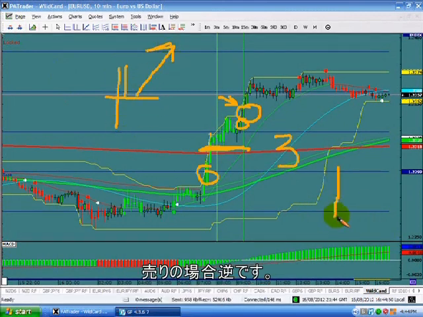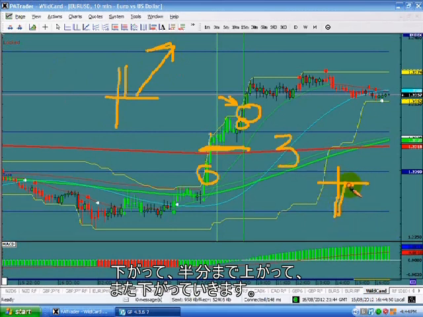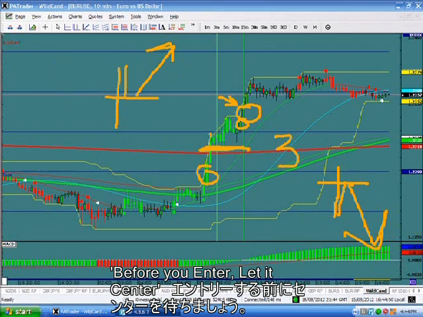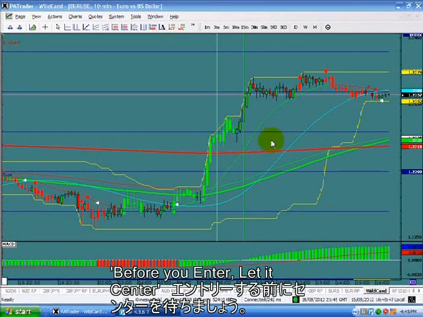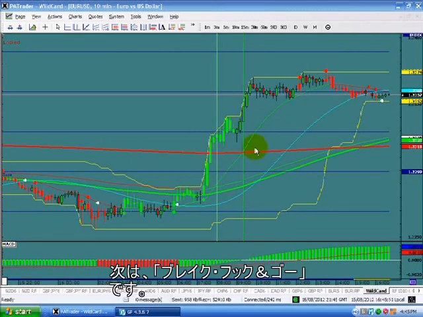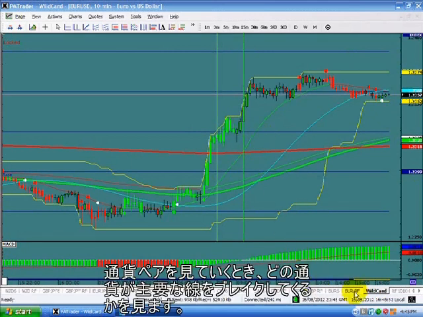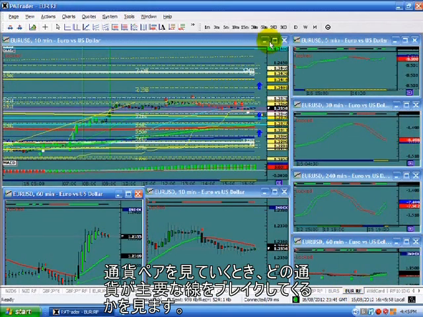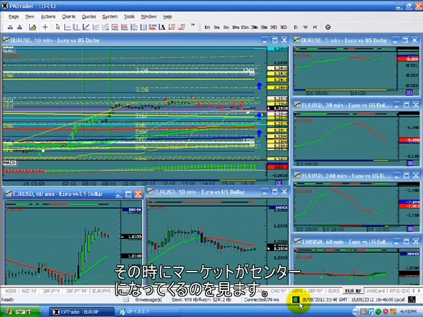If you're going down, the market goes down, the next candle comes up halfway, and then it goes to the downside, all right? Before you enter, let it center. Now that's the first thing that gets traders kind of messed up. The next thing is break, hook, and go. Anytime we're looking at a currency that we're waiting for something to break, we have to wait until the market centers on it.